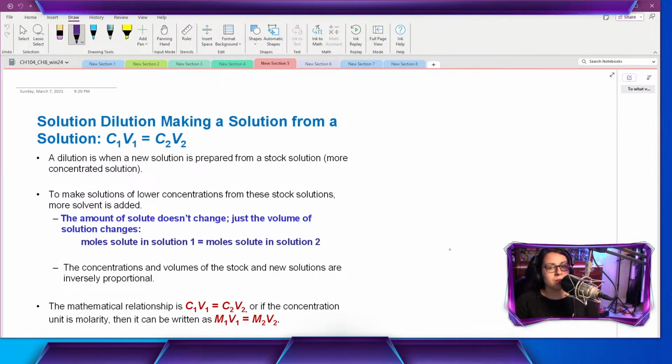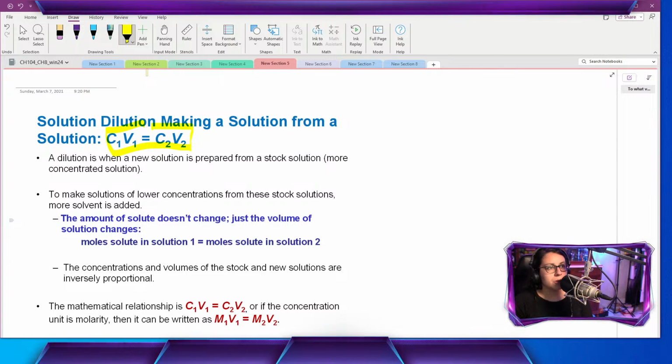Or sometimes what our wonderful stockroom does is, let's say they have a crystal that we want in aqueous solution. So maybe they make a stock 6 molar iron chloride solution. But then for the lab, we only need 1 molar or 0.1 molar. So how do they know how much to dilute? And so the answer to that is this formula.